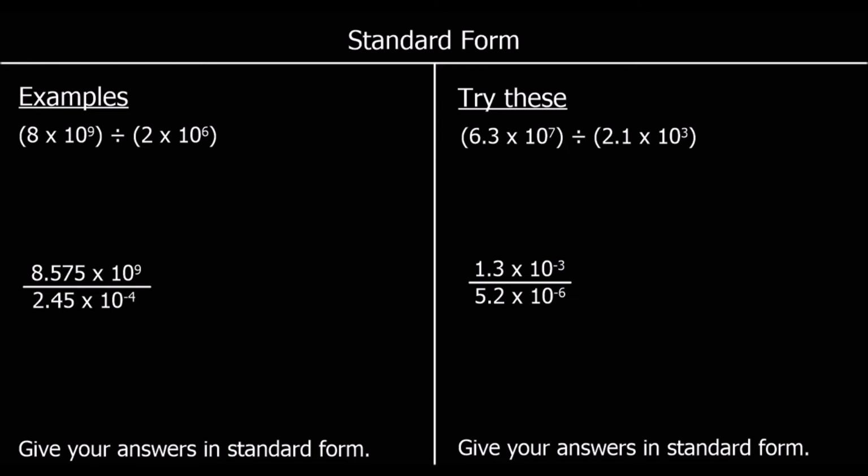Okay, now dividing numbers in standard form. So the same as multiplying, we can treat it the same as if it was the indices question, 8x to the power of 9 divided by 2x to the power of 6. So we can divide the two numbers and then divide the indices, so the things with the same base, and when we divide, we take away the powers. So this will be 8 divided by 2 is 4, and x to the power of 9 divided by x to the power of 6. 9 take away 6 is 3, so that's 4x to the power of 3.